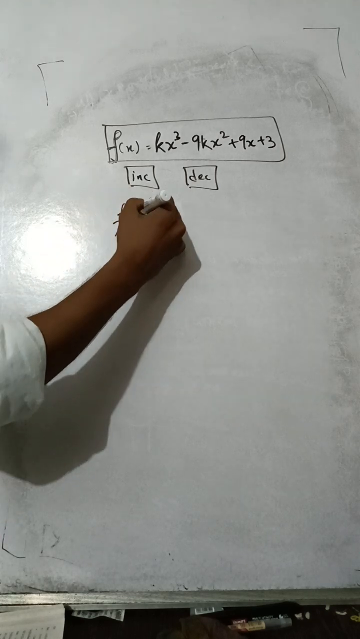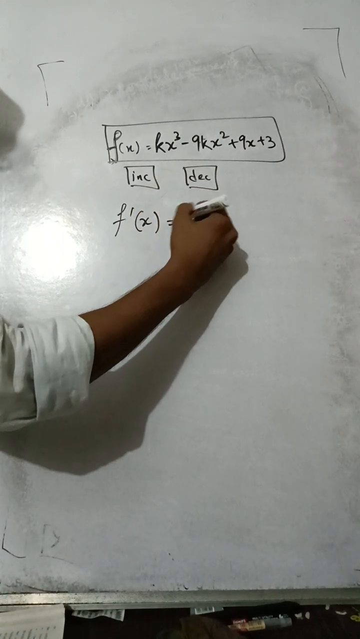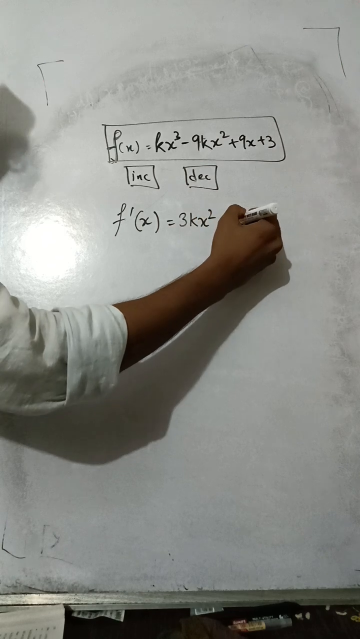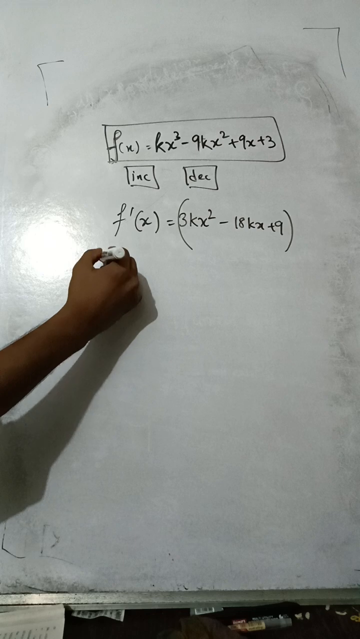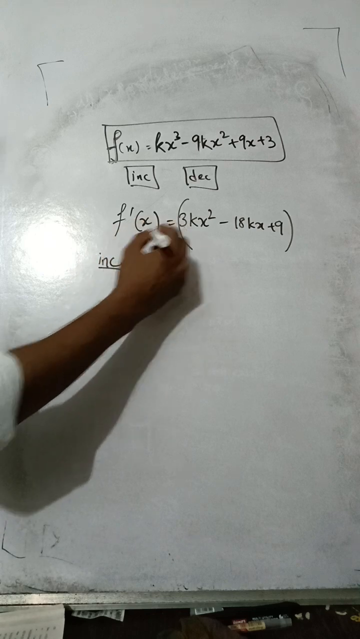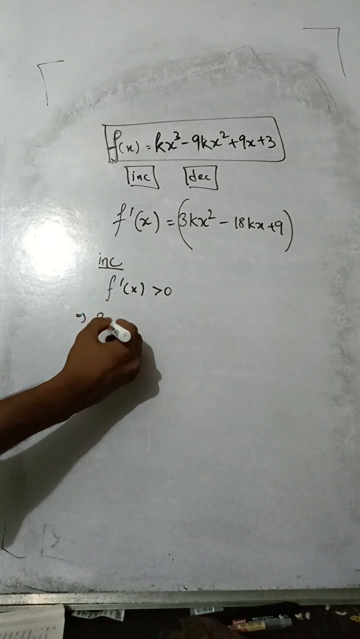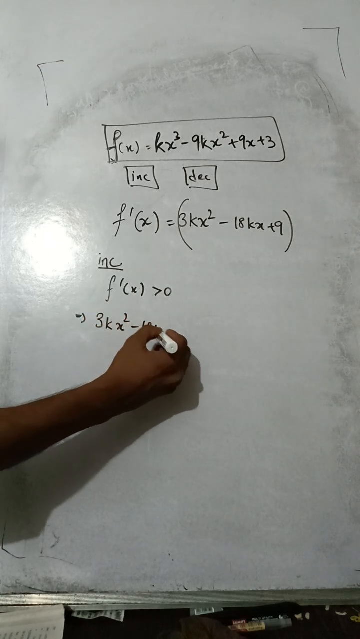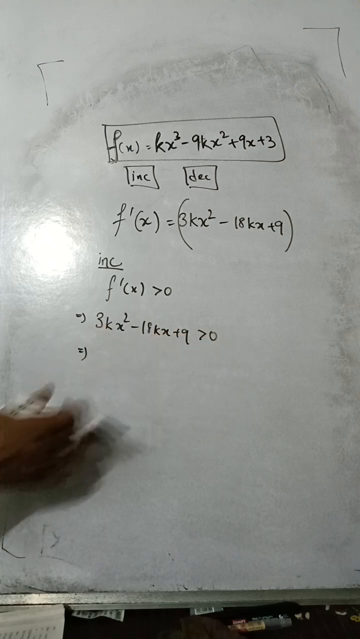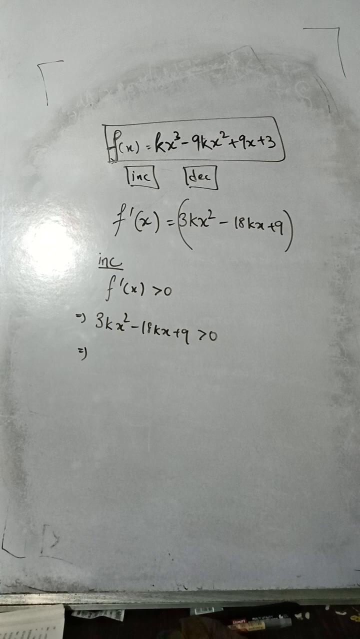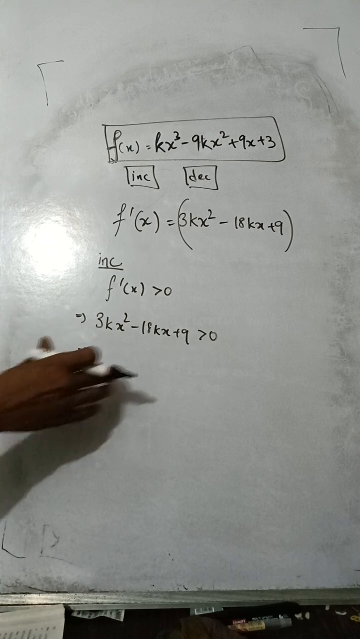So the first thing that we do is we find the first order derivative. Wherever it will be increasing, this thing should be positive. It means 3kx squared minus 18kx plus 9 should be positive. Now look, this is a quadratic equation. So a quadratic equation is positive.